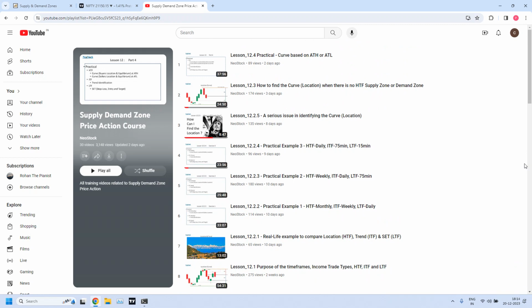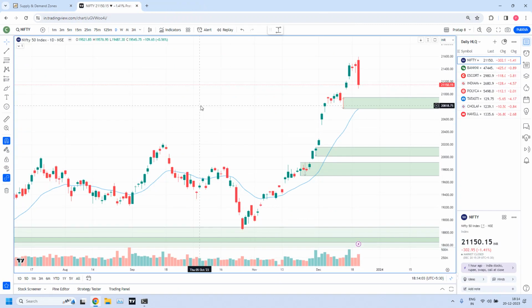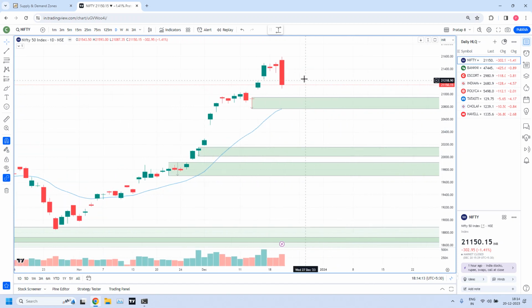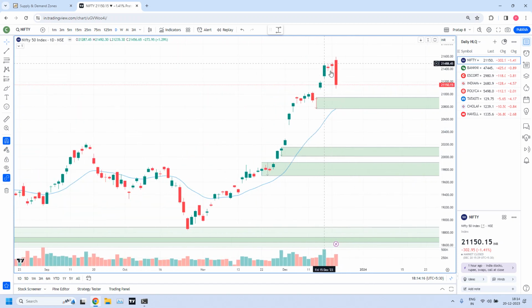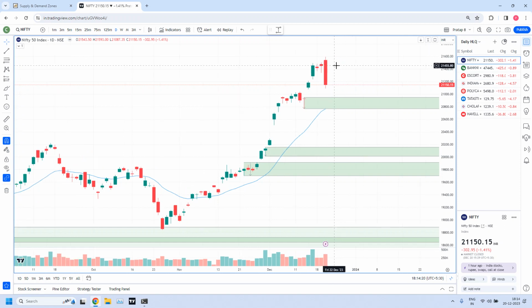Now let us get into our discussion. Before we look into the high liquidity zone issues, first let us look into Nifty. There is something interesting that happened on the daily chart. We all know Nifty is at an all-time high. Even today, the prices reached the all-time high.